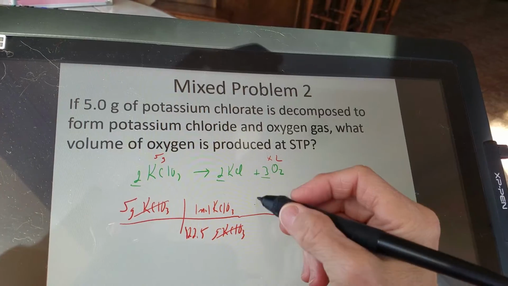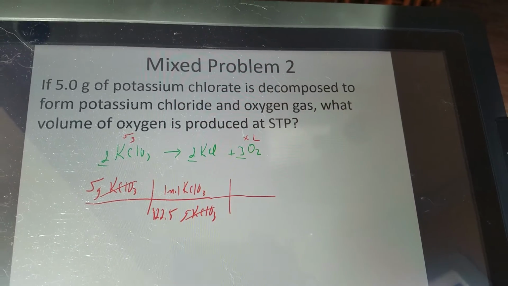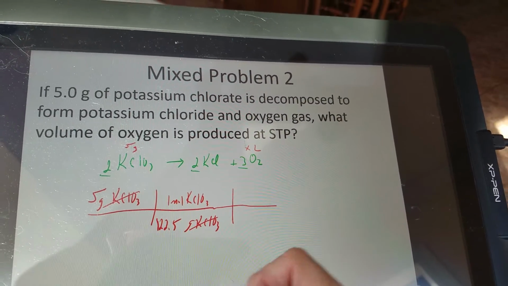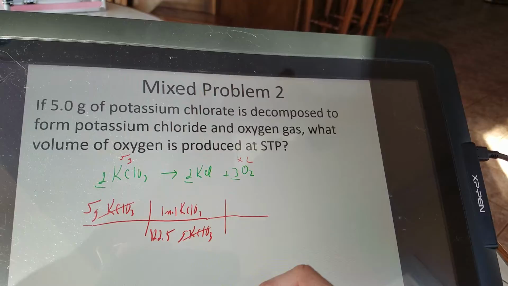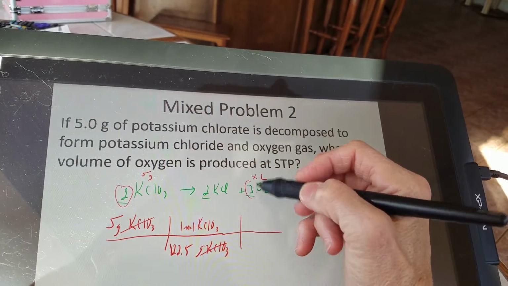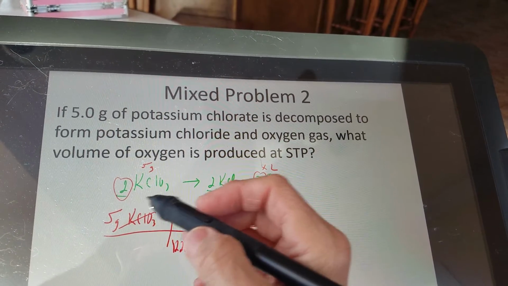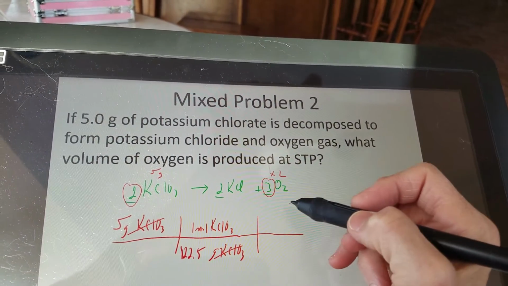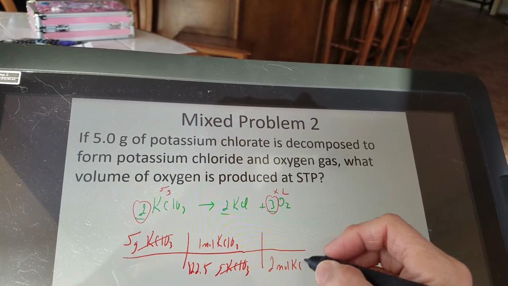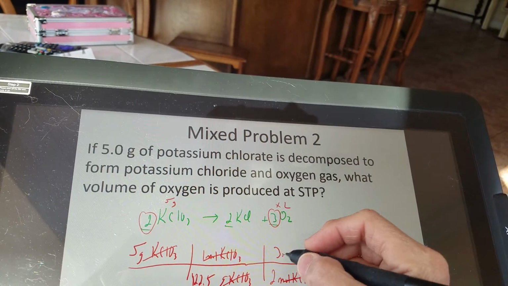My middle step, remember, is always my mole ratio. What that does is it allows me to go from what I start with, which is my potassium chlorate, to my oxygen, which is what I'm looking for. So I'm going to use my balanced equation coefficients to do that. This is telling me 2 moles of potassium chlorate produce 3 moles of oxygen. I'll put my 2 moles of potassium chlorate down here at the bottom, so that will cancel, and my 3 moles of oxygen on the top so I can get to what I'm looking for.